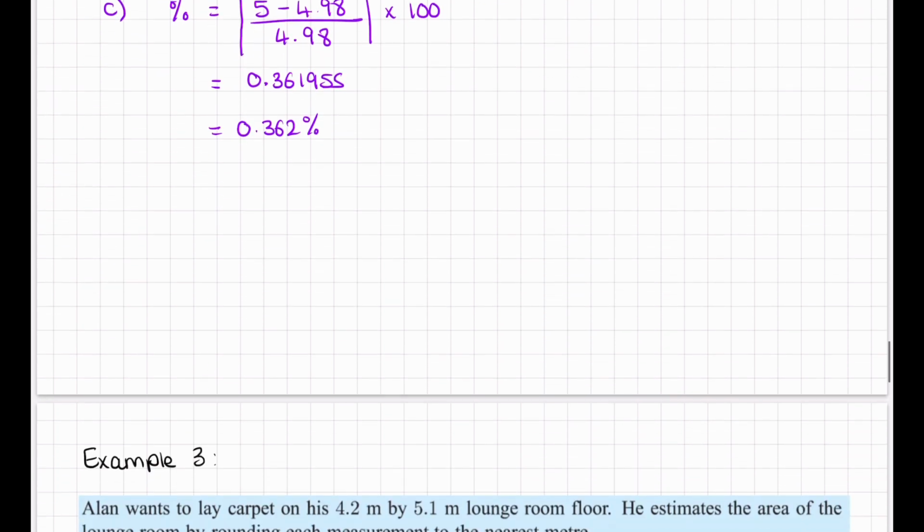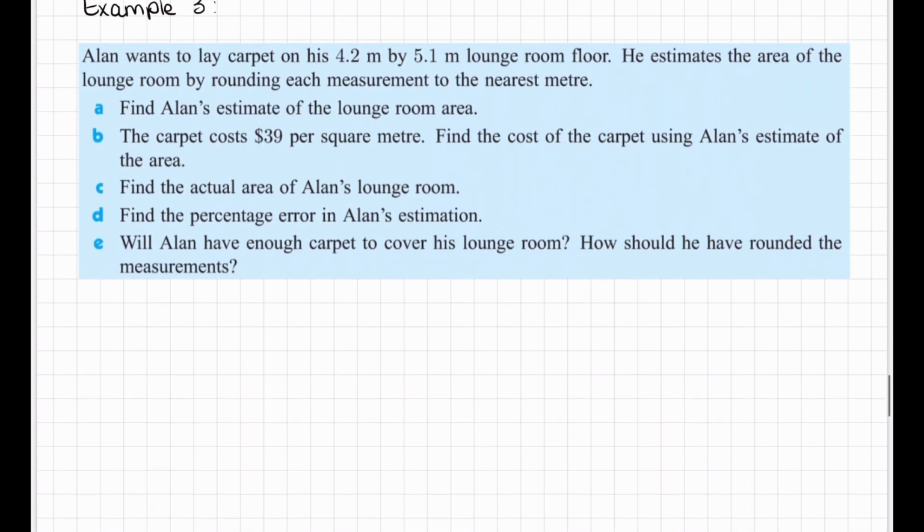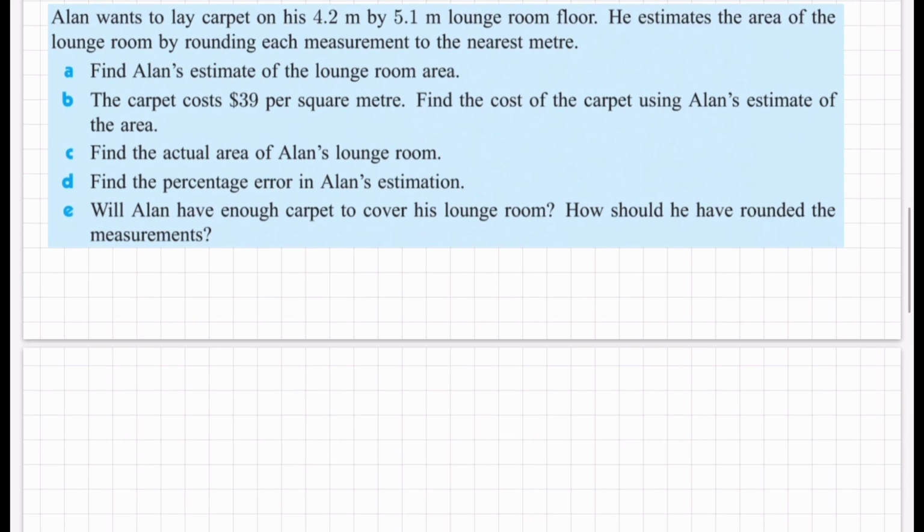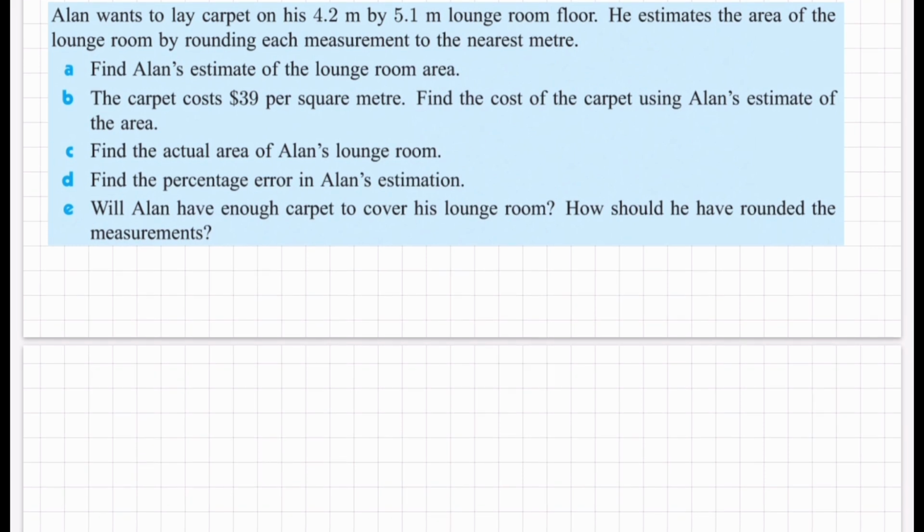And final example. Alan wants to lay carpet on his 4.2 metres by 5.1 metre lounge room floor. He estimates the area of the lounge room by rounding each measurement to the nearest metre. A, find Alan's estimate to the lounge room area. Alan estimates by rounding each measurement to the nearest metre, so he is actually doing 4 metres and 5 metres, which means he's going to estimate the area as 4 times by 5, which is 20 metres squared.